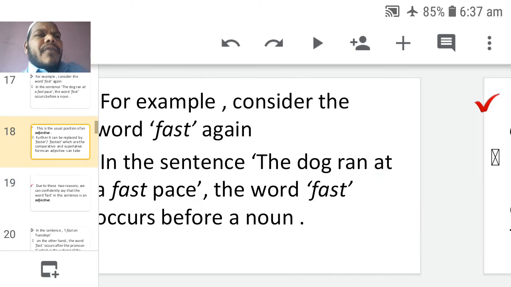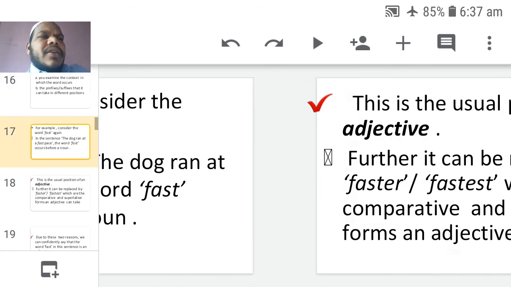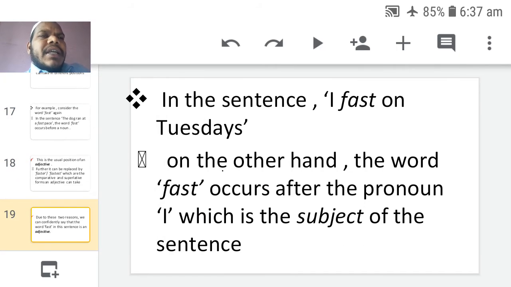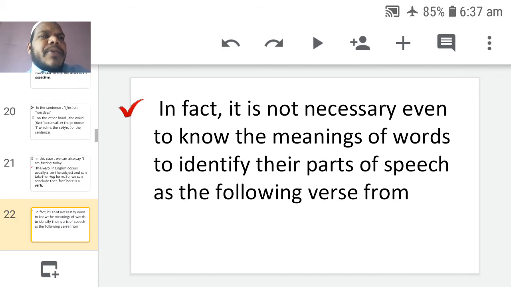So here we can conclude that by examining the context in which the word occurs and by knowing the suffix and prefix positions, we can confidently come to a conclusion as to which part of speech it is. In fact, it is not necessary even to know the meaning of words to identify their parts of speech. Without knowing the meaning of the words, we can identify the parts of speech. Let's see how.